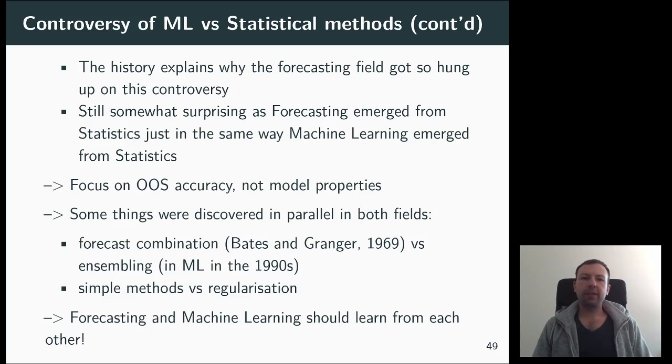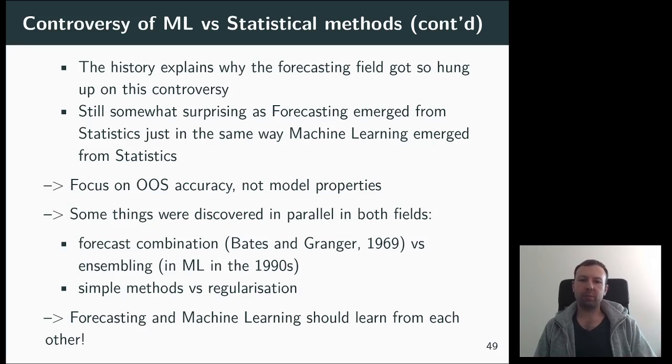However, I still find that really surprising, because forecasting emerged from statistics just in the same way machine learning emerged from statistics, if you think about it, right? So this focus on out-of-sample accuracy and not model properties, that's exactly what distinguishes machine learning from statistics, I would argue. And consequently, some things were discovered in both fields independently.